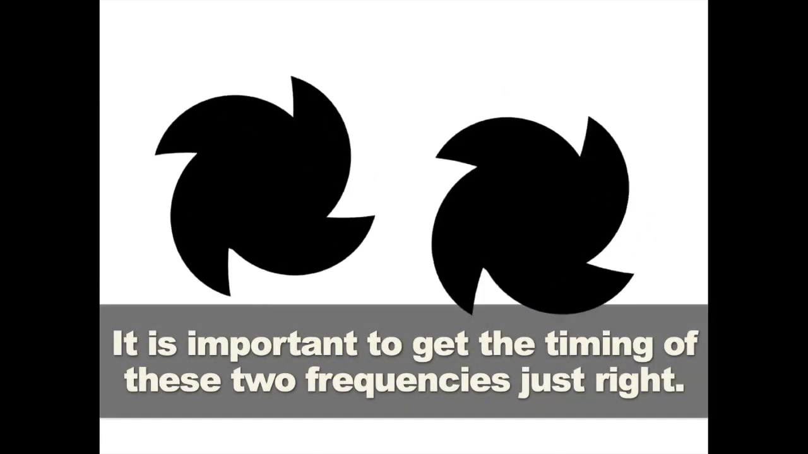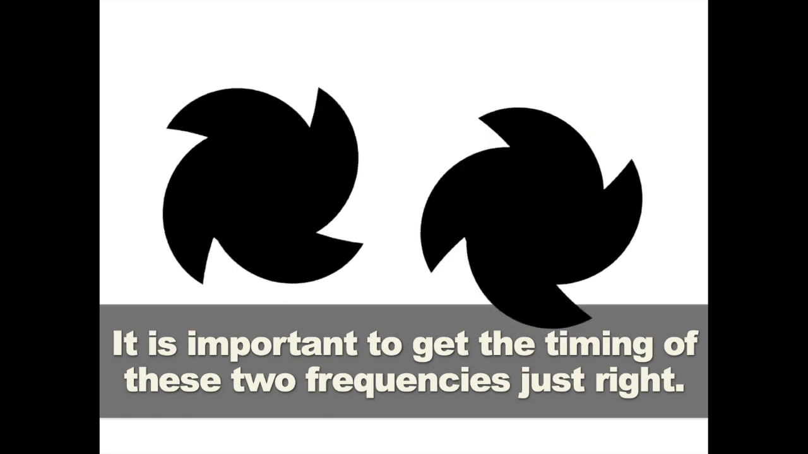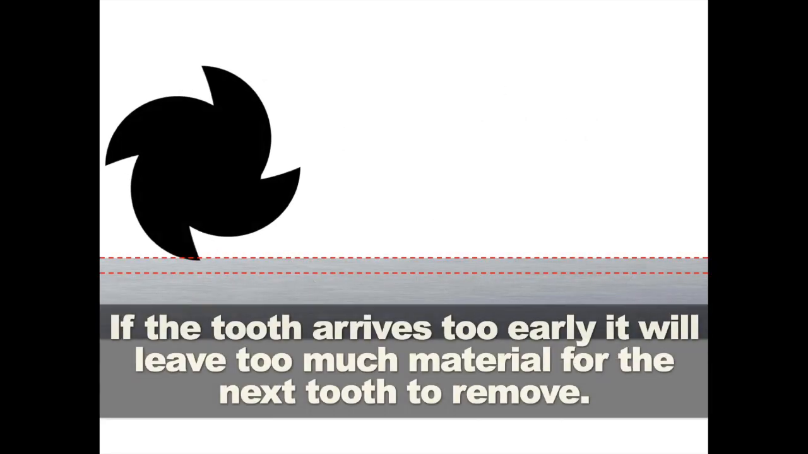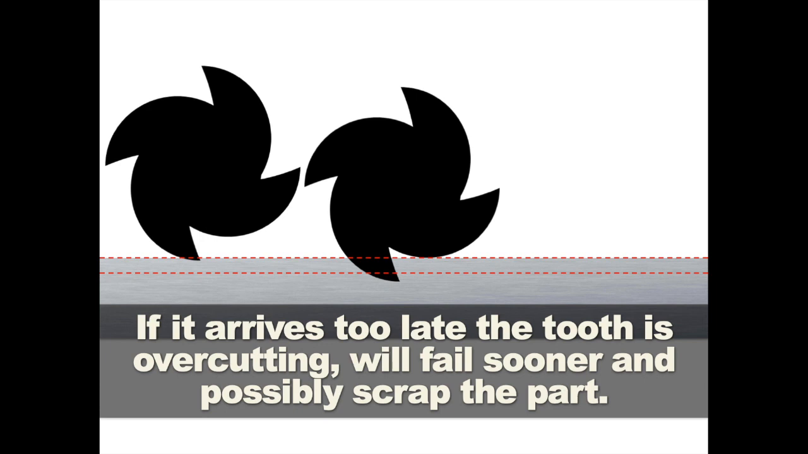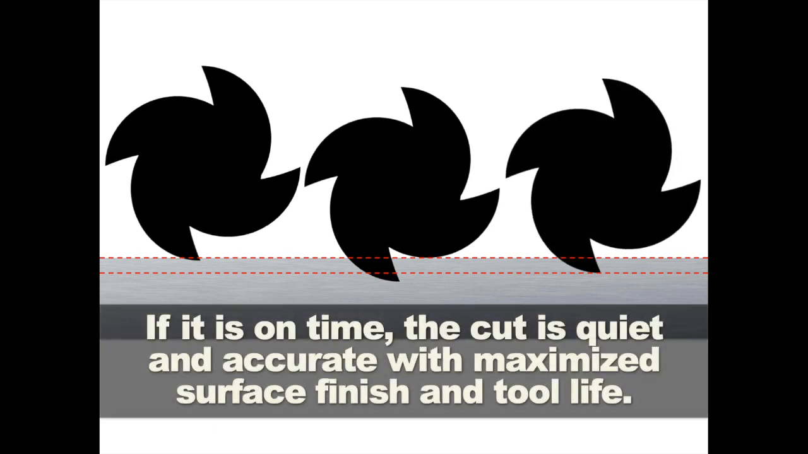It is important to get the timing of these two frequencies just right. If the tooth arrives too early, it will leave too much material for the next tooth to remove. If it arrives too late, the tooth is overcutting, it will fail sooner and possibly scrap the part. If it is on time, the cut is quiet and accurate, with maximized surface finish and tool life.